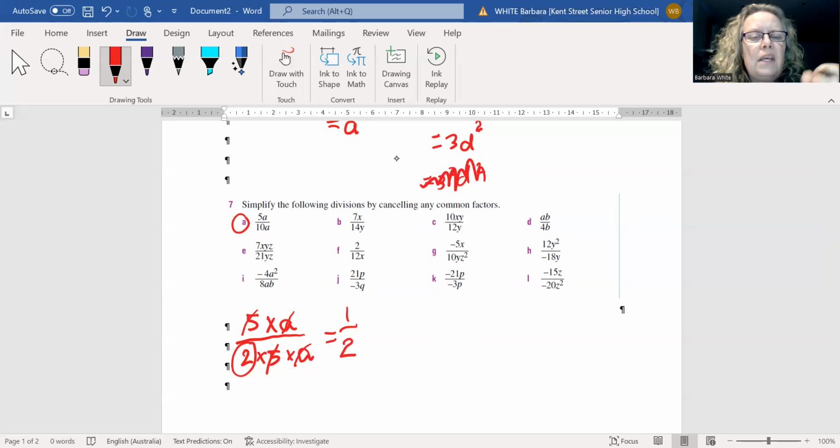So if you expand those numbers into their prime factors and then cross off anything that's on the top and on the bottom, you can simplify them. I might try this one.